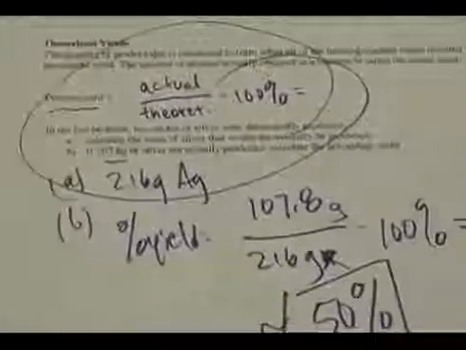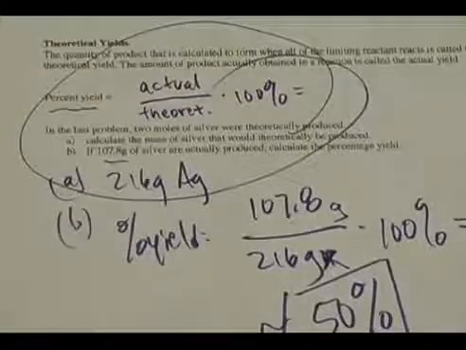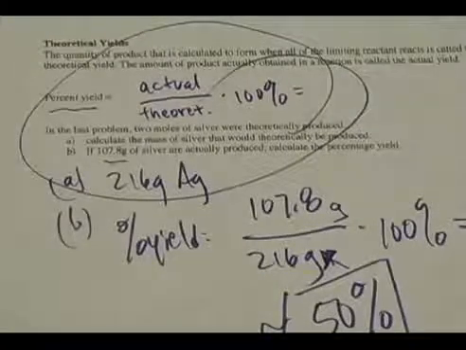And just remember this equation, because many times they'll give you the percentage yield, or you'll have to calculate it just like we did in this problem right here. Good luck with your limiting reactant stoichiometry, your theoretical, and your actual yields.